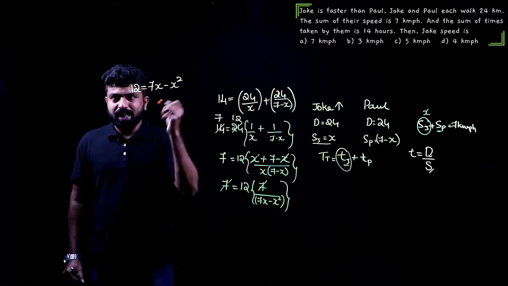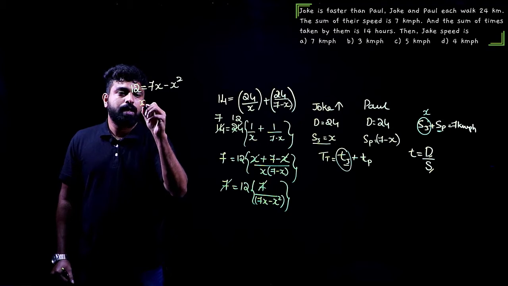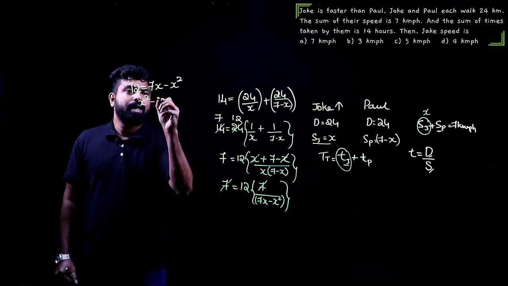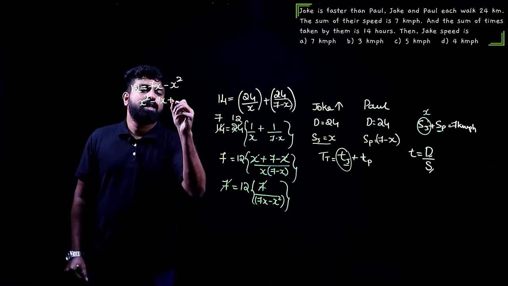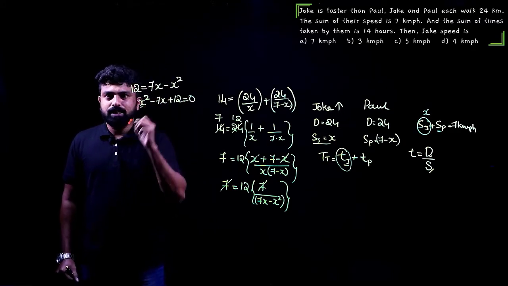I've got a quadratic equation here. So if I properly represent this equation, I'll be getting x square minus 7x plus 12 equal to 0. Now to get the value of x, what do I need to do?